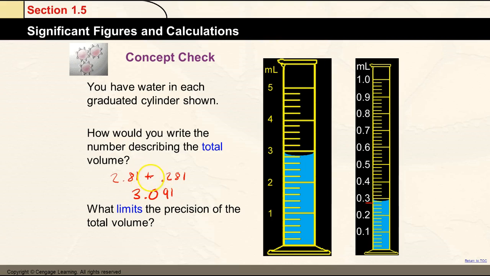If we're adding, we need to take into account the least number of places past the decimal point, right? This one only goes 2 places past the decimal point, so we need to round this 2 places past the decimal point, and we would have our answer of 3.09. What limits the precision here of the total volume? It's going to be this graduated cylinder. It is less precise than our graduated cylinder on the right.